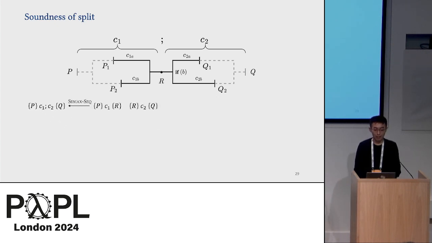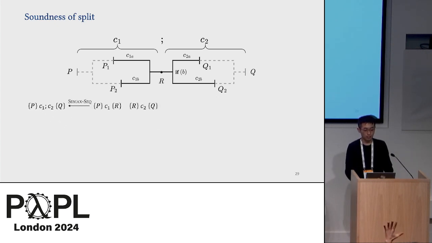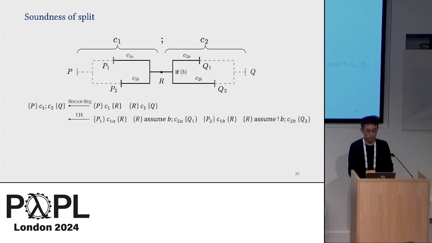So first, we can apply the sequential rule to our goal. The sequential rule requires an intermediate assertion R such that {P} C1 {R} and {R} C2 {Q}. Then we can apply the induction hypothesis. Now we need to find R such that the remaining paths across C1 and C2 are provable.